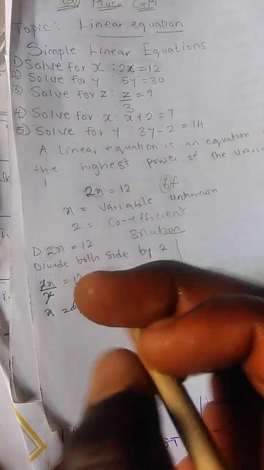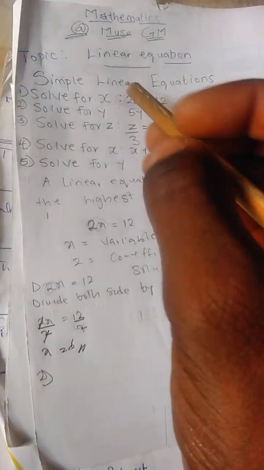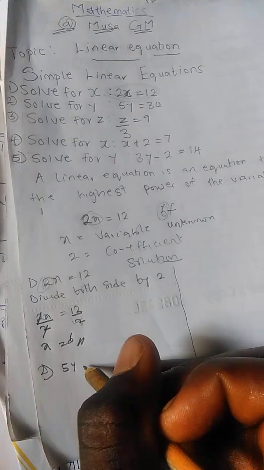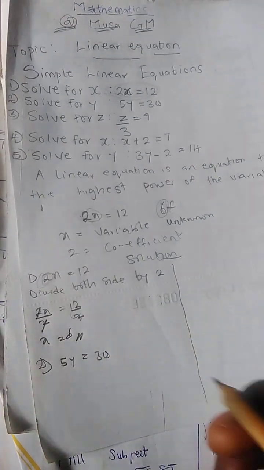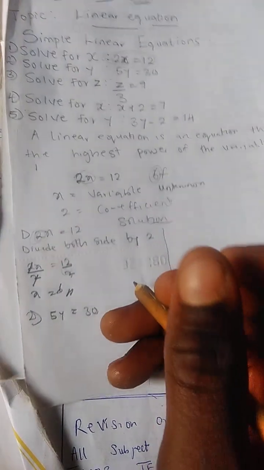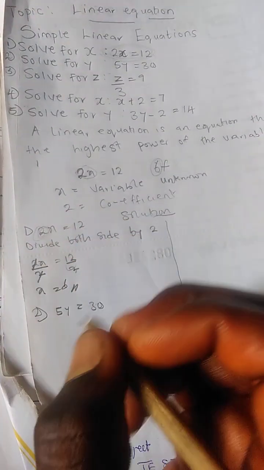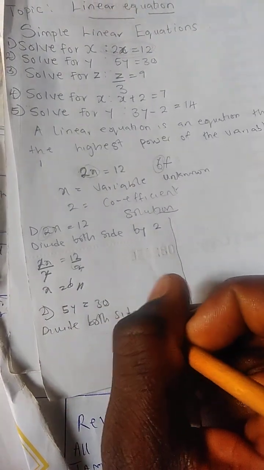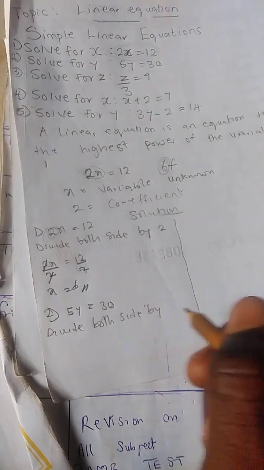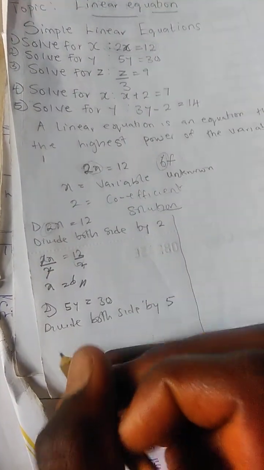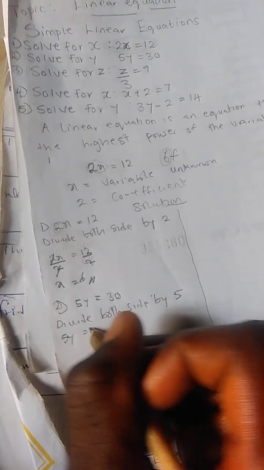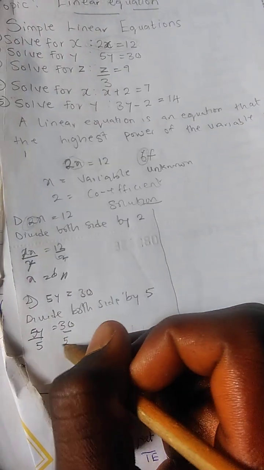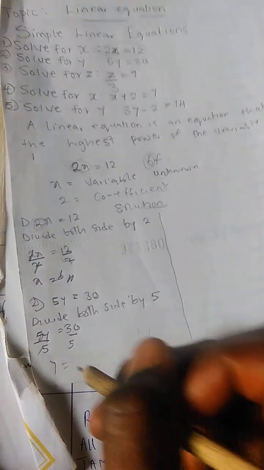Simple as that. Now, talking of number 2, look at number 2 question here. We have 5y is equal to 30. So what do we do here? First of all, the same method we used in the first place. We divide both sides by 5. We have 5y is equal to 30. Divide here by 5, and we are dividing this other place also by 5. We are left with y is now equal to 6.